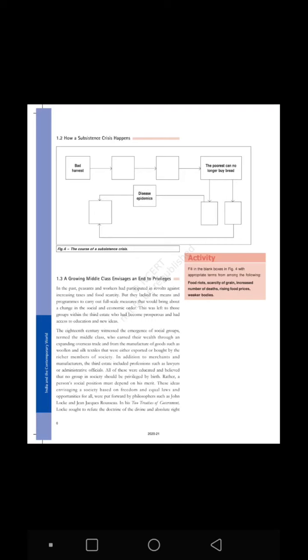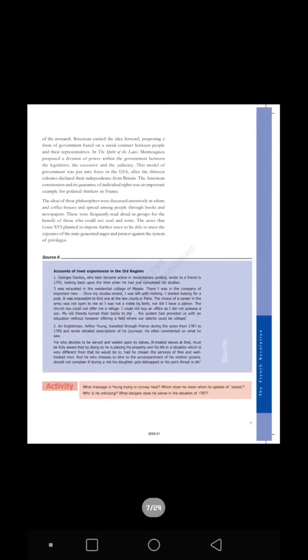These ideas, envisaging a society based on freedom and equal laws and opportunities for all, were put forward by philosophers such as John Locke and Jean Jacques Rousseau. In his Two Treatises of Government, Locke sought to refute the doctrine of the divine and absolute right of the monarch. Rousseau carried the idea forward, proposing a form of government based on a social contract between people and their representatives.